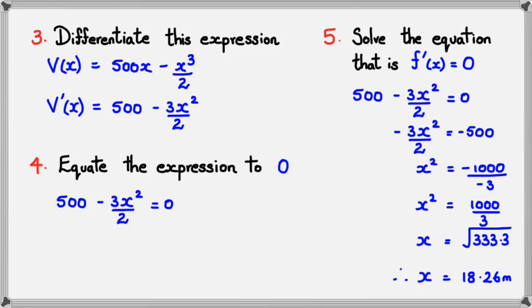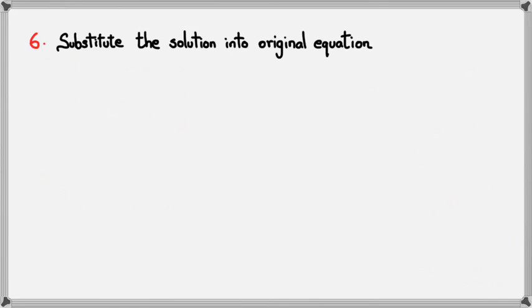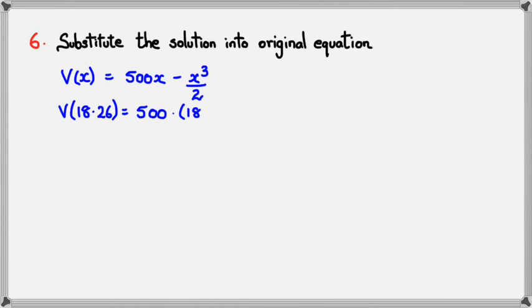Okay, so once we have this value, we go on to step 6, which was to substitute the solution into the original equation. So we have volume of x, so this was the original equation. Notice I've actually kept it with x, so that I don't have to go find what h is and then do this whole thing again. So volume at 18.26 meters, it's just a matter of substituting and solving it. Doing this very quickly, you will end up with 6085.81 meter cubed.